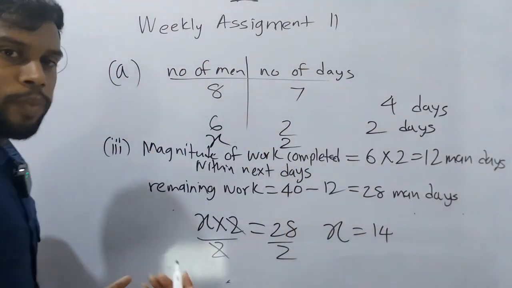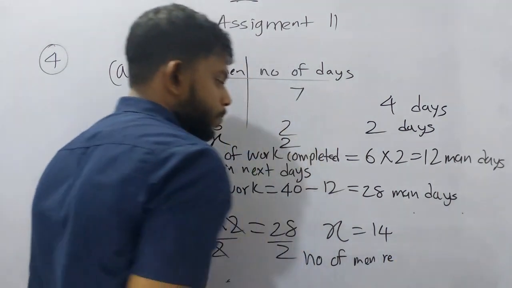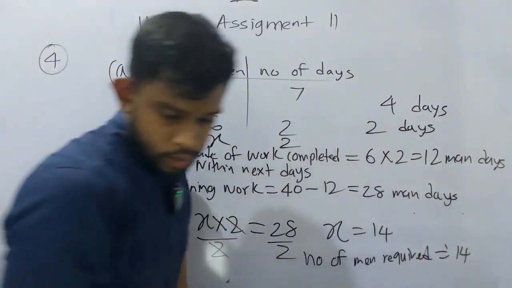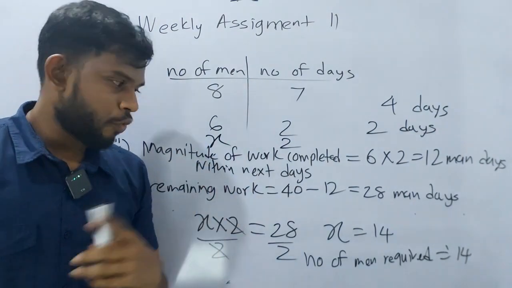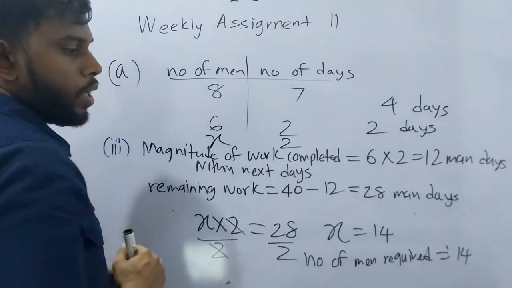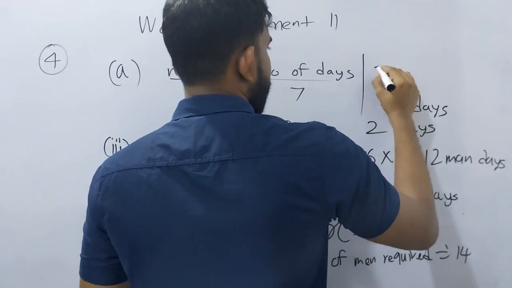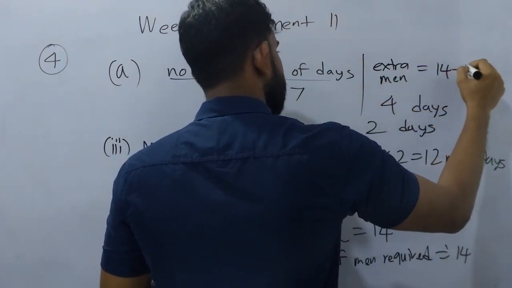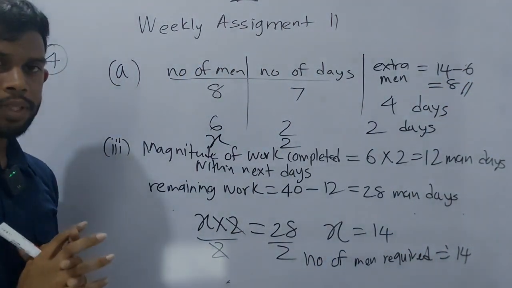So what is the number of men required? So the number of men required is 14. But in the question they are asking to find the extra number of men. So how do we find the extra number of men? So here 14 men, and we already have 6 men, so extra men is equal to 14 minus 6, that is equal to 8. That completes Roman number 3.